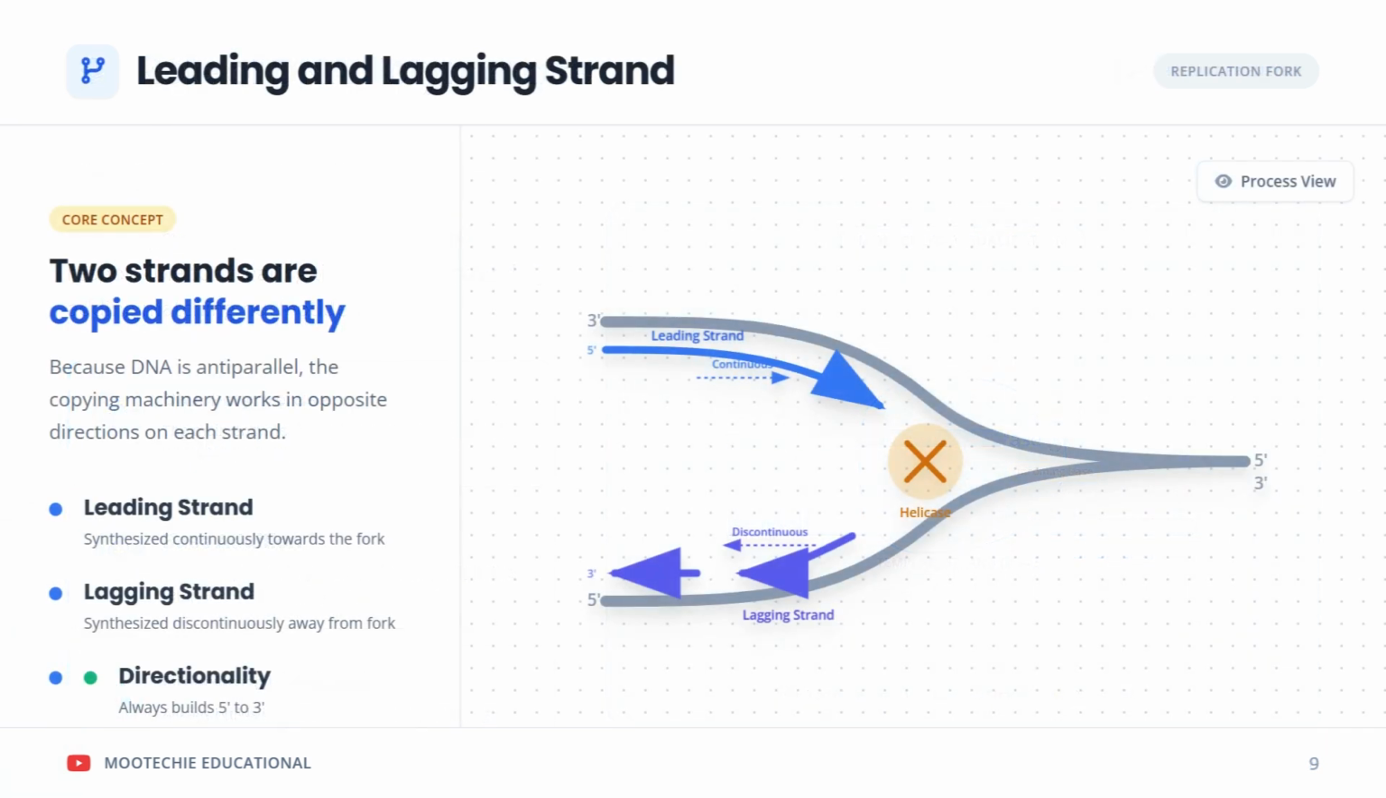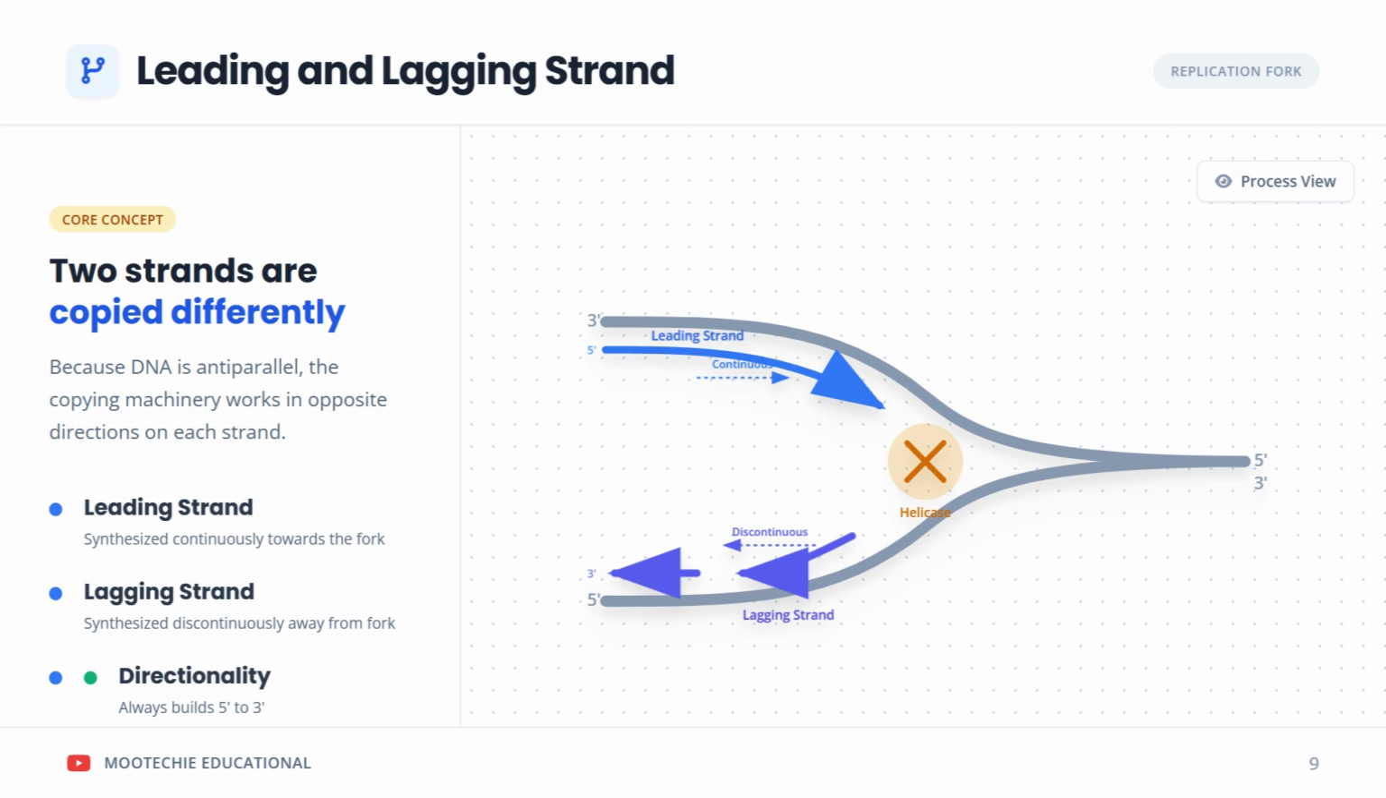This directionality leads us to the concepts of the leading and lagging strands. Because the two strands of DNA run in opposite directions, they are anti-parallel. The copying machinery has to work differently on each strand. One strand, called the leading strand, is synthesized continuously in the direction of the replication fork. The other strand, called the lagging strand, is synthesized discontinuously in pieces away from the fork. But remember, on both strands, synthesis always proceeds in that 5' to 3' direction.